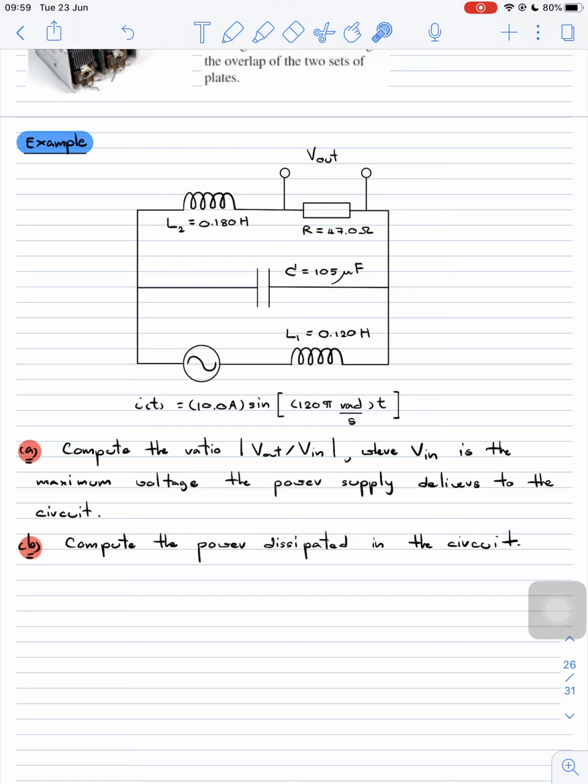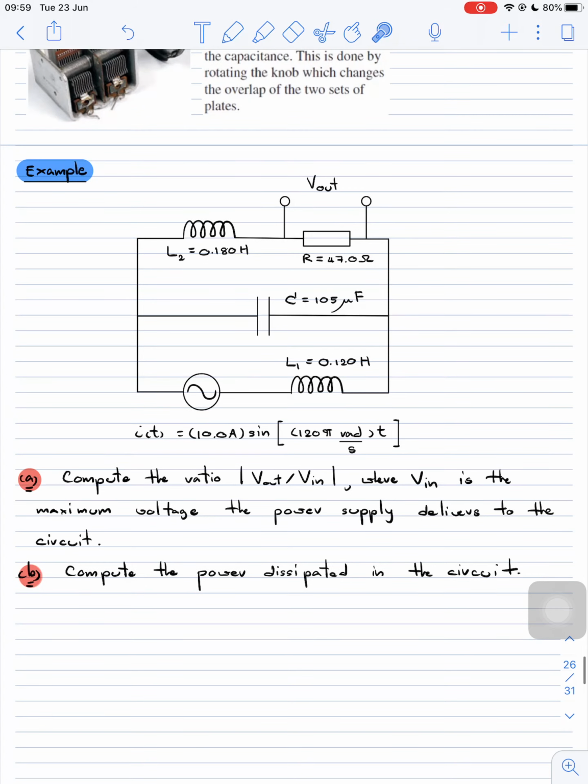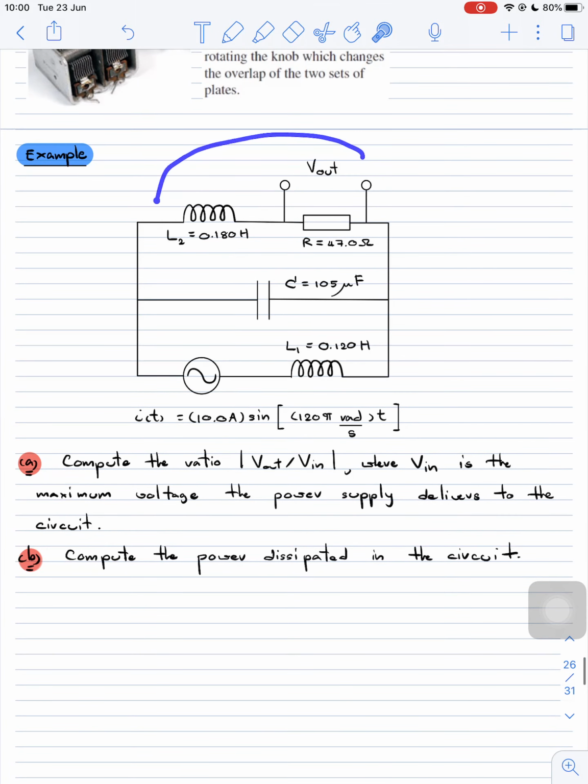Another circuit is shown in the picture. We have a resistor with a resistance of 47 ohms connected in series with an inductor, let's say L2. This branch connects in parallel with a capacitor, and then this group is connected in series with another inductor and then to the AC source here.